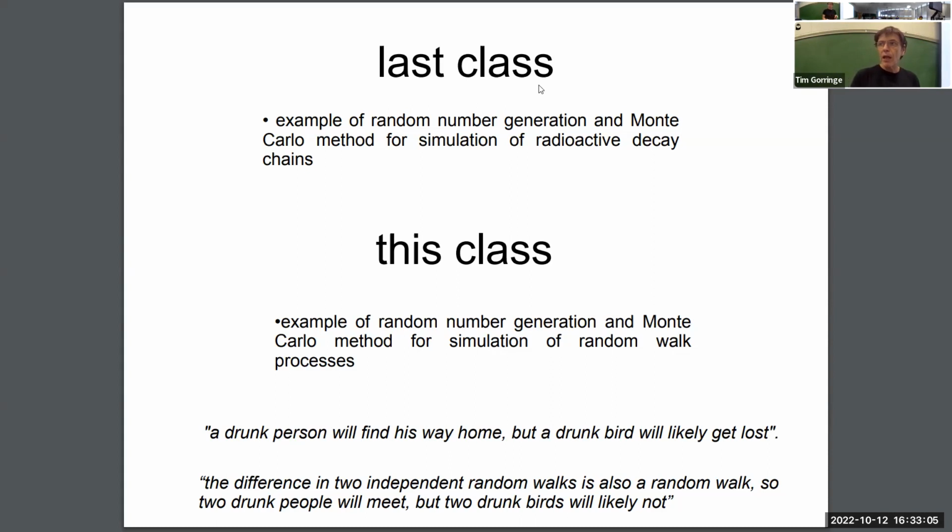Today's class, I want to talk about another problem. It's the problem of random walks, or random walk processes related to diffusion processes. This is also a problem that in some cases you can solve analytically, and we'll look at an analytical solution of it. But again, it's a problem that is simple to solve numerically using the Monte Carlo method, using random number generators. It's another classic example of Monte Carlo methods. So that's the plan for today.